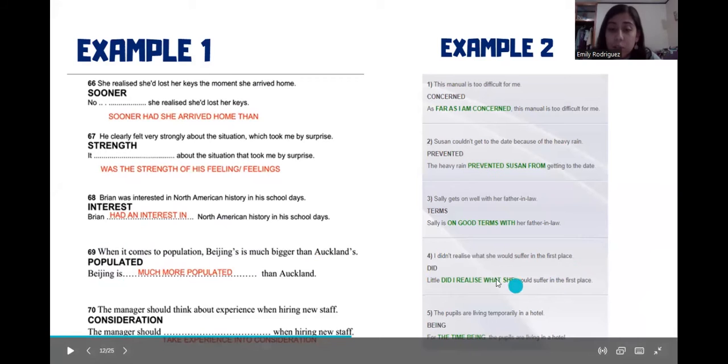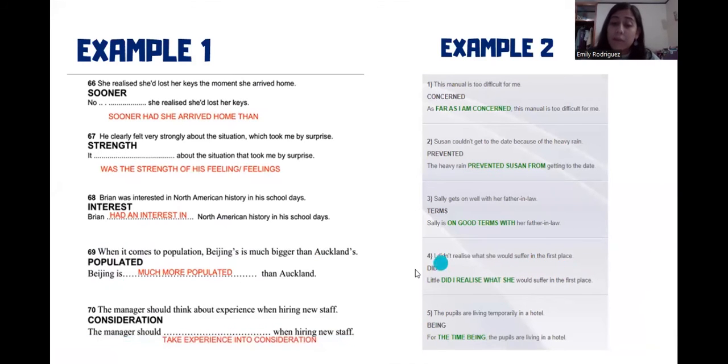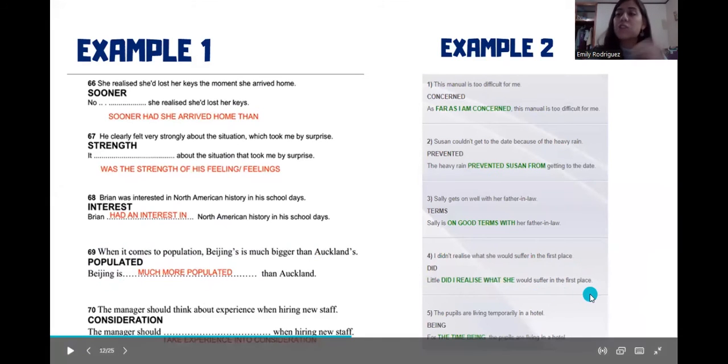And example number 2, we have in number 4, I didn't realize what she would suffer in the first place. So here we have the word did. So we know that when we have these root words like did, we need to make it formal. So Laura did realize what she would suffer in the first place. We change it from informal to formal.